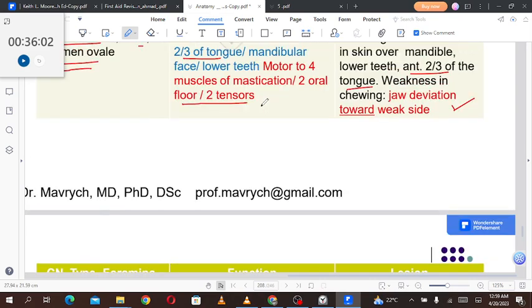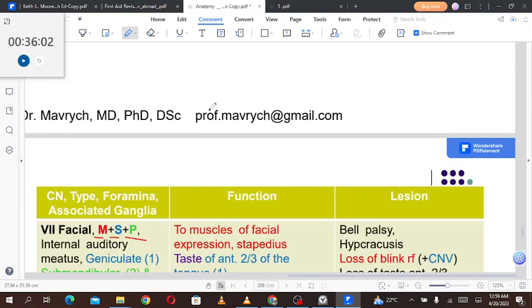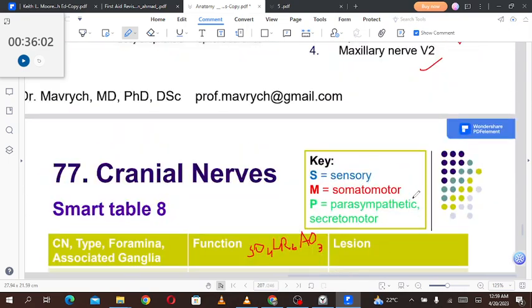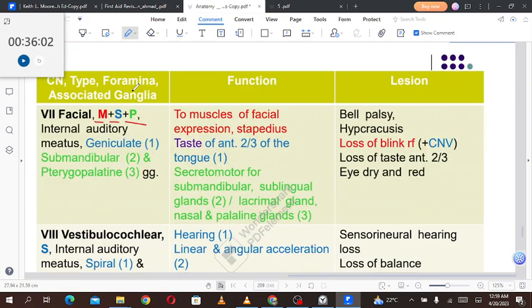Moving forward to CN7, that is the facial nerve. The facial nerve is motor plus sensory plus parasympathetic, that is secretomotor. It passes through the internal auditory meatus and the geniculate ganglion, then the submandibular ganglion and the pterygopalatine ganglion. So these are the three ganglia through which it passes.